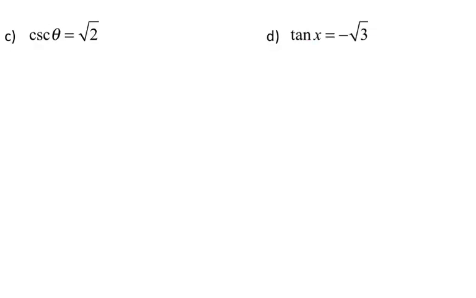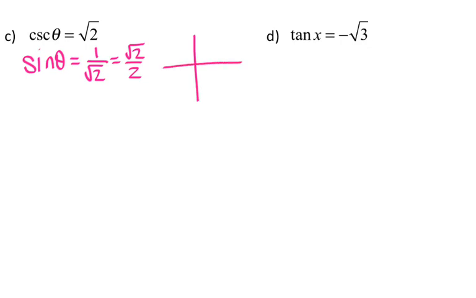Okay, so cosecant of theta equals root 2. Now, I don't like dealing with cosecant. Instead, I want to deal with sine, because cosecant and sine are reciprocals of each other. So if cosecant is root 2, that means sine of theta is 1 over root 2, which is root 2 over 2. So sine is my y-coordinate, and my y-coordinate is positive in the first quadrant and the second quadrant.